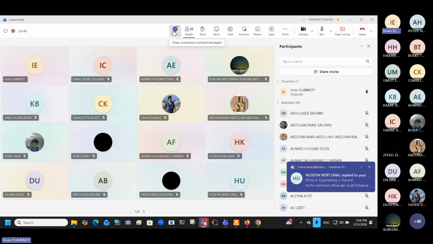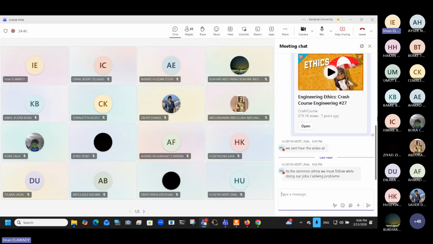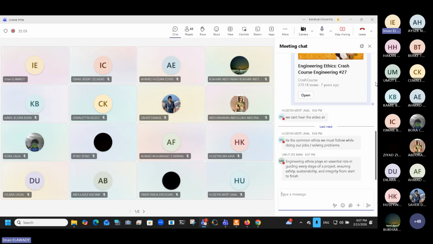Someone is writing. Okay, we can read his answer. Your friend said it is a common ethics we must follow while doing our job, solving problems. This is ethics, yes, we can say this. It is such a group of common ethics we should follow while we are doing our job.